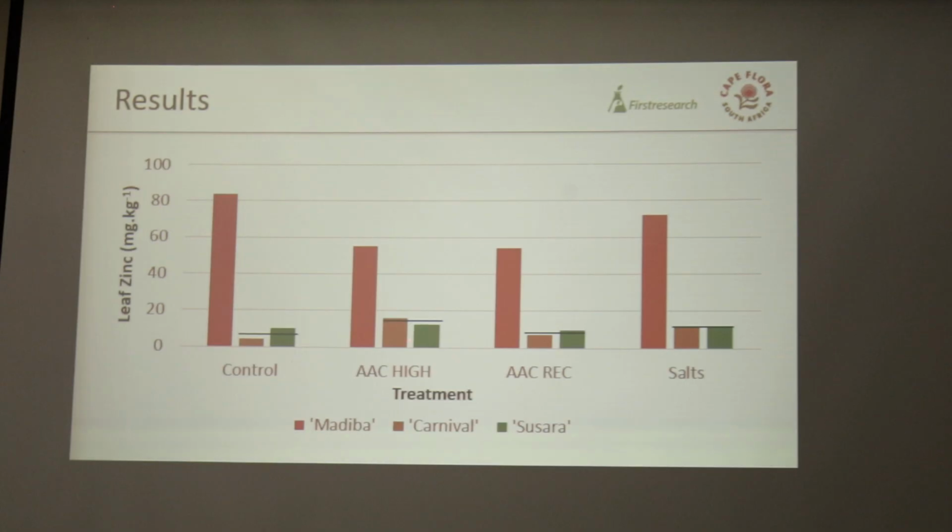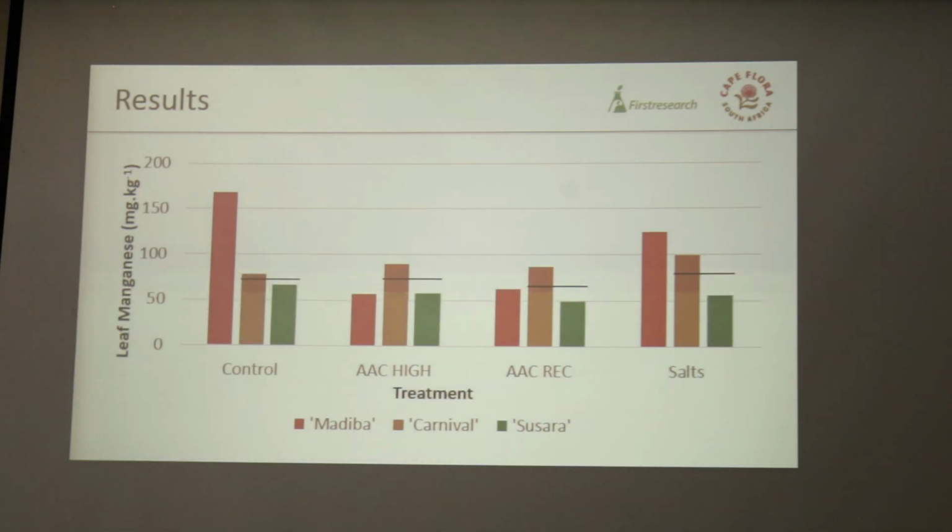Then the salts and the higher recommended rate were similar, and the highest, and then just the normal supplier rate was slightly lower than those two, but higher than the control. And the Madiba, I have no idea what was going on here. The control was much higher than the others. I know that often Madiba gets a lot of mancozeb sprays as a fungicide, so that might have influenced the data there.